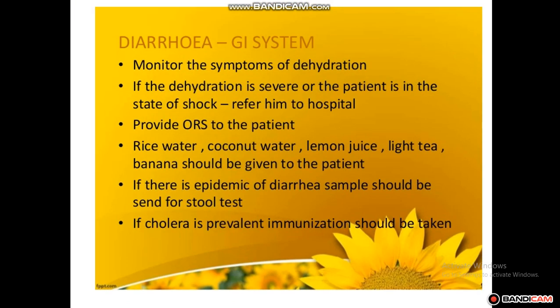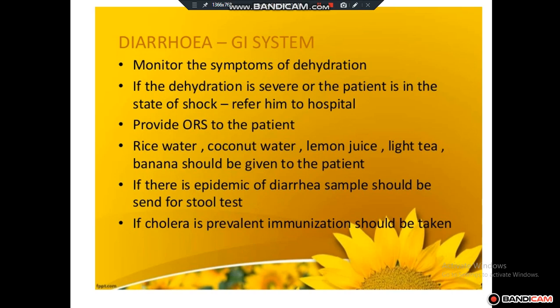Diarrhea. Monitor the symptoms of dehydration. If dehydration is severe or the patient is in a state of shock, refer him to the hospital. You know how to check the dehydration, so check it and identify the level. If it seems to be severe, then don't wait, immediately shift. Otherwise, you can give some ORS or rice water, coconut water, lemon juice, light tea, banana. This kind of liquid things can be provided to hydrate them and make them normal.